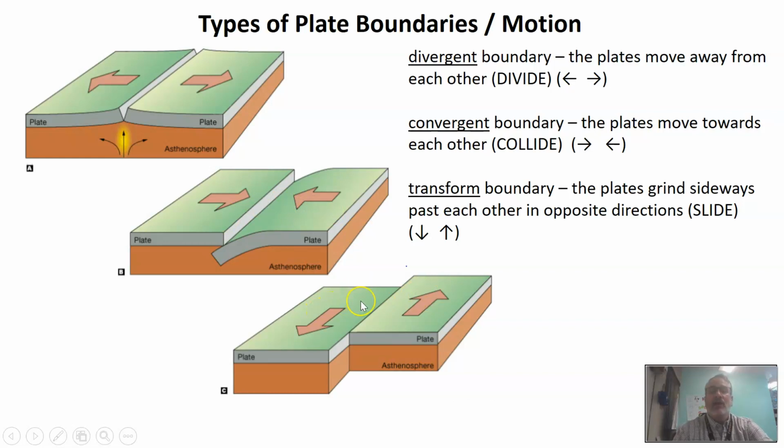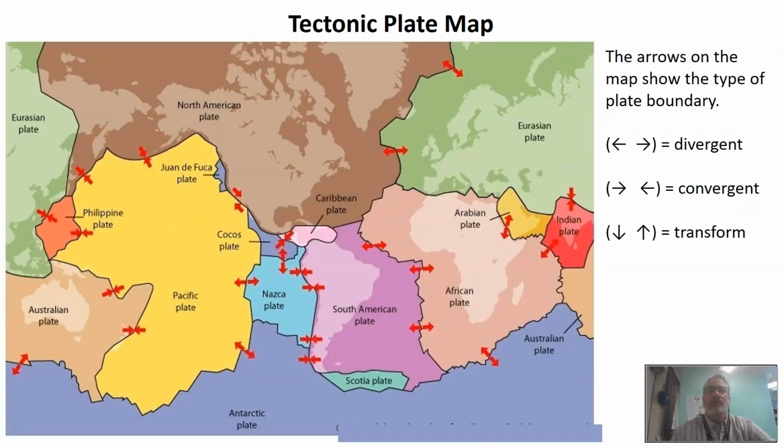And finally, we have a transform boundary. Our key word here is slide, because they're sliding past each other in opposite directions. These are the three main types of plate motion that we're going to be talking about.